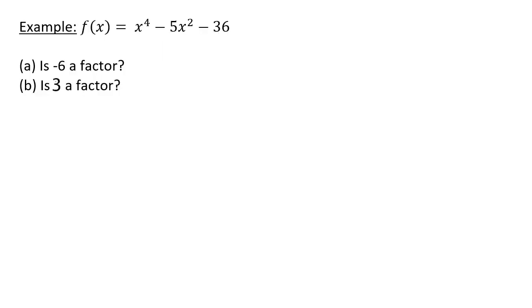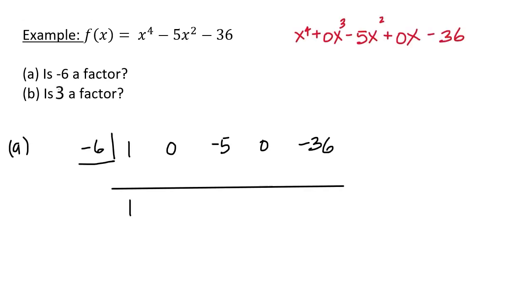Given f of x is x to the power 4 minus 5x squared minus 36, we want to determine, is negative 6 a factor? Is positive 3 a factor? So remember, we must have every power of x. We've got to have x to the power 4, x to the power 3, x to the power 2, etc. So that means the coefficients would be 1 x to the power 4 plus 0 x to the power 3 minus 5x squared plus 0x minus 36. And now I can do synthetic division with negative 6. Now I don't need to change anything here because it's simply asking me, is negative 6 a factor? It doesn't give me x plus 6, but that's really what I'm concerned with in part A.